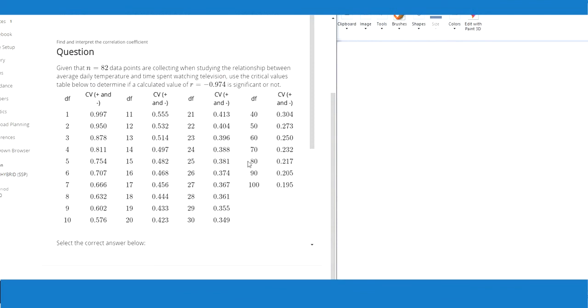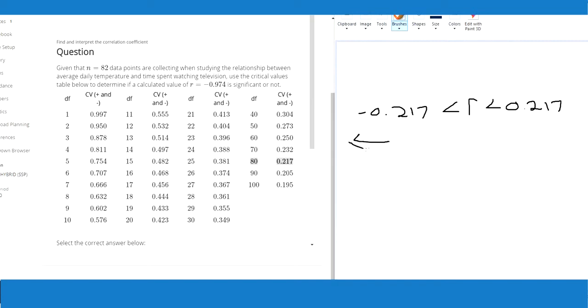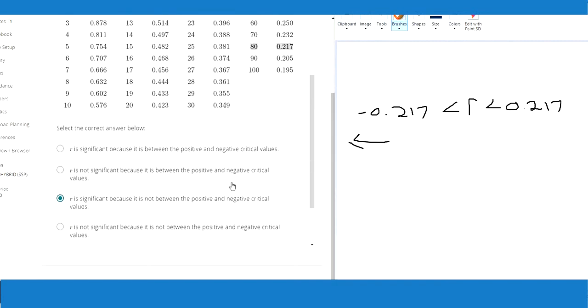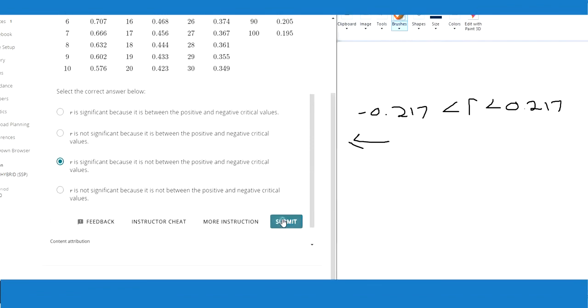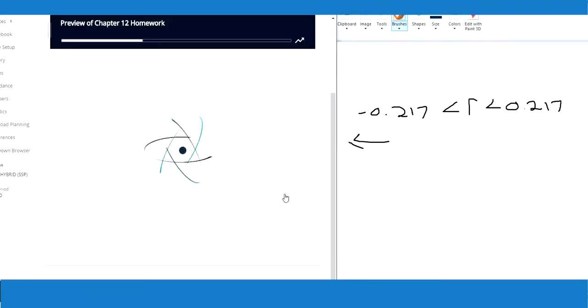Okay, so like let's use the degrees of freedom of 80. If you have a degrees of freedom of 80 or something close to it, then an insignificant R would be between -0.217 and 0.217, because that's the range where it's too close to 0 so that we can't make a conclusion. Ours is beyond it, right? We're outside of that range. So our R is significant because it is not between those two values.